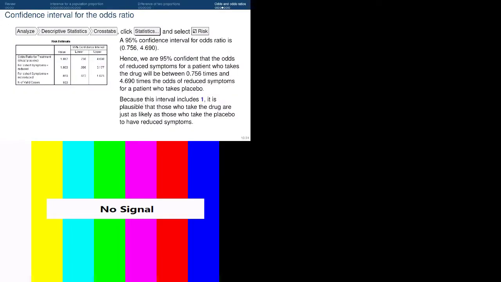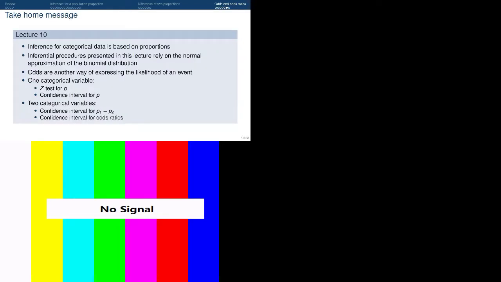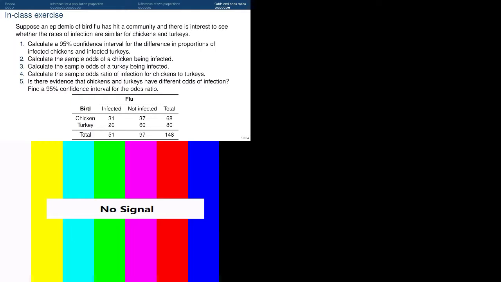All right, so does anyone have any questions about odds ratios? All right, well then we have an exercise to run through. So let's do that.